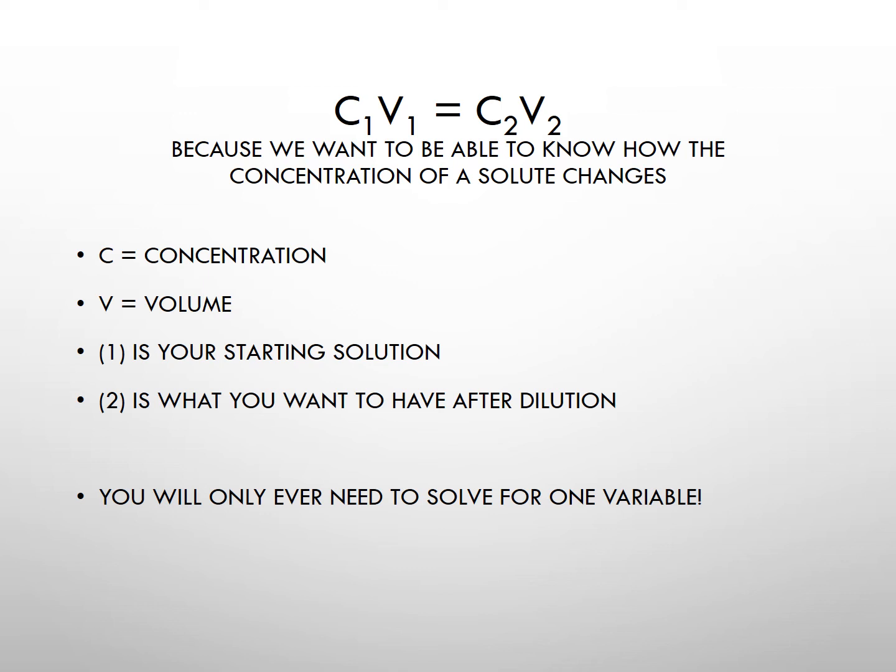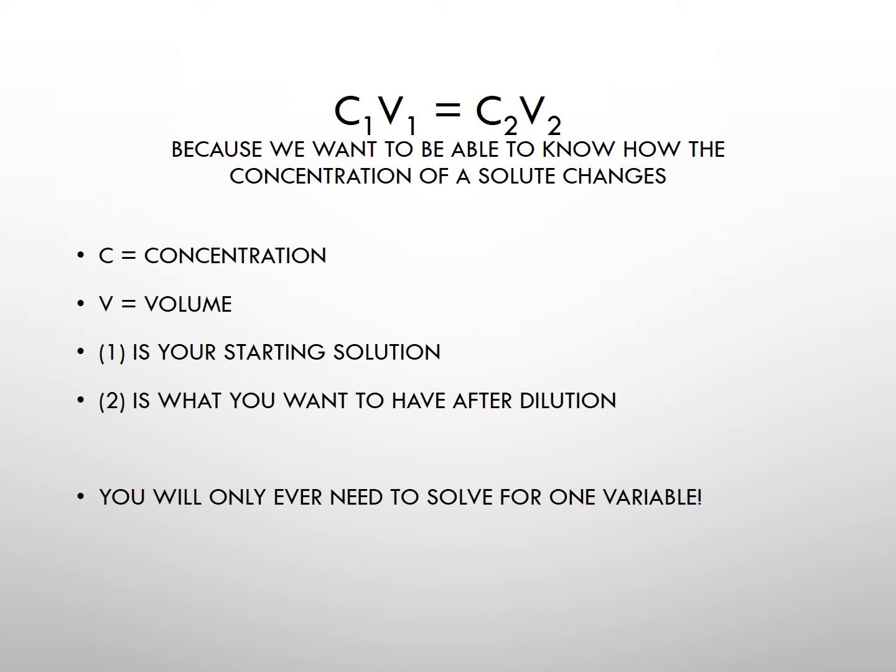And V represents volume, either our starting volume or our finishing volume. The subscript 1 represents our starting solution, or the concentrate that we're starting with, and the subscript 2 represents what we want to have after our dilution. And the good news is that as we're calculating these through practice problems or by looking at cellular dilutions, you're only ever going to need to solve for one of these variables at a time.